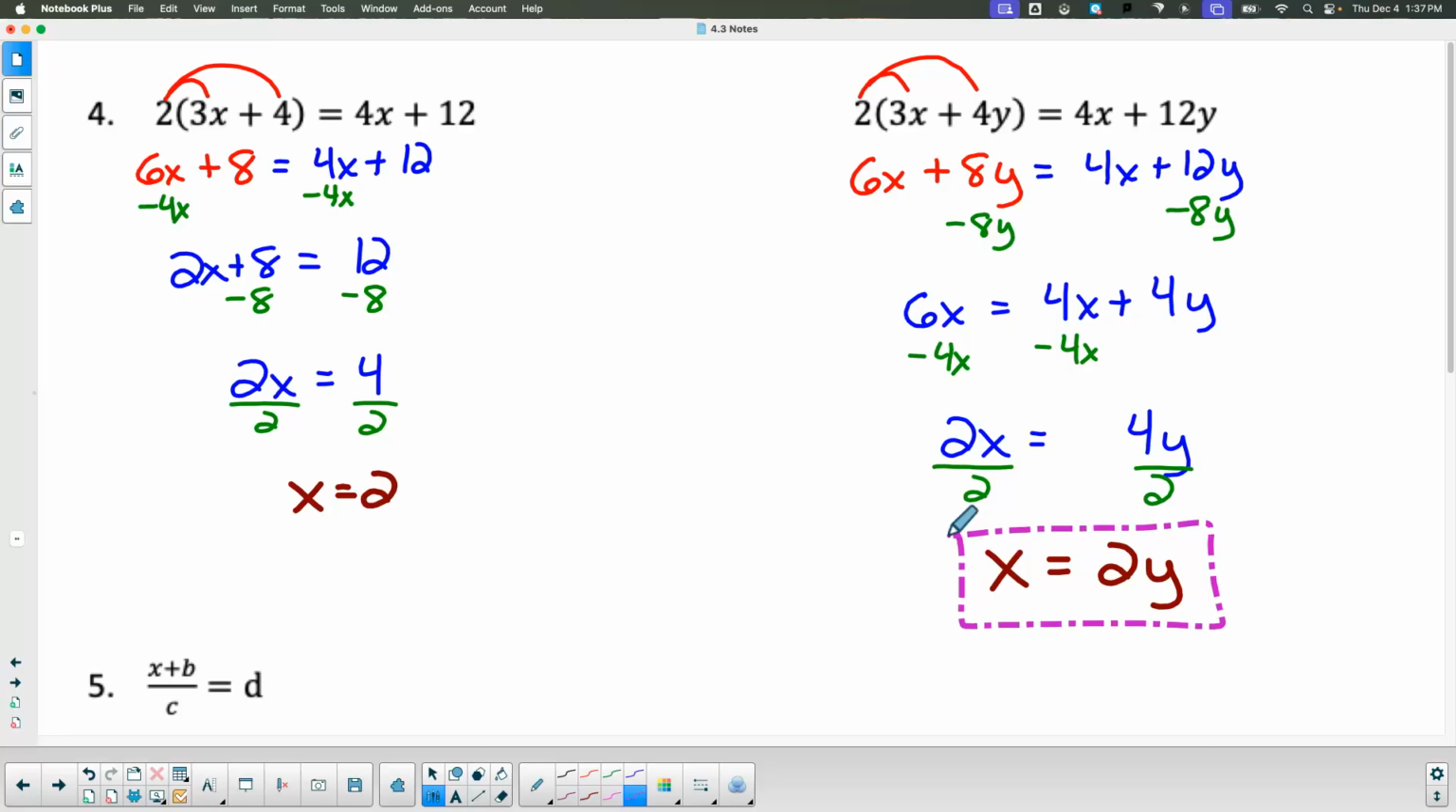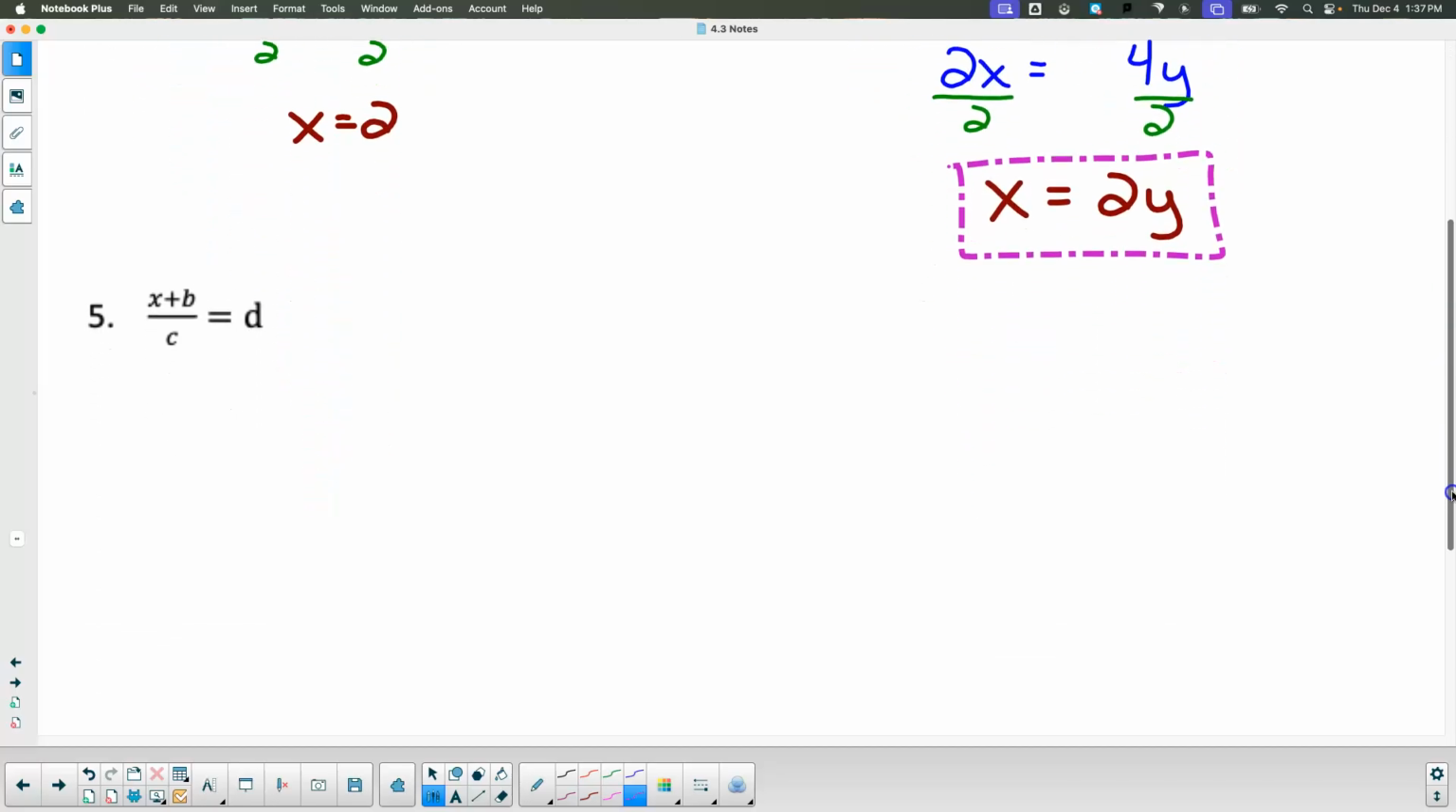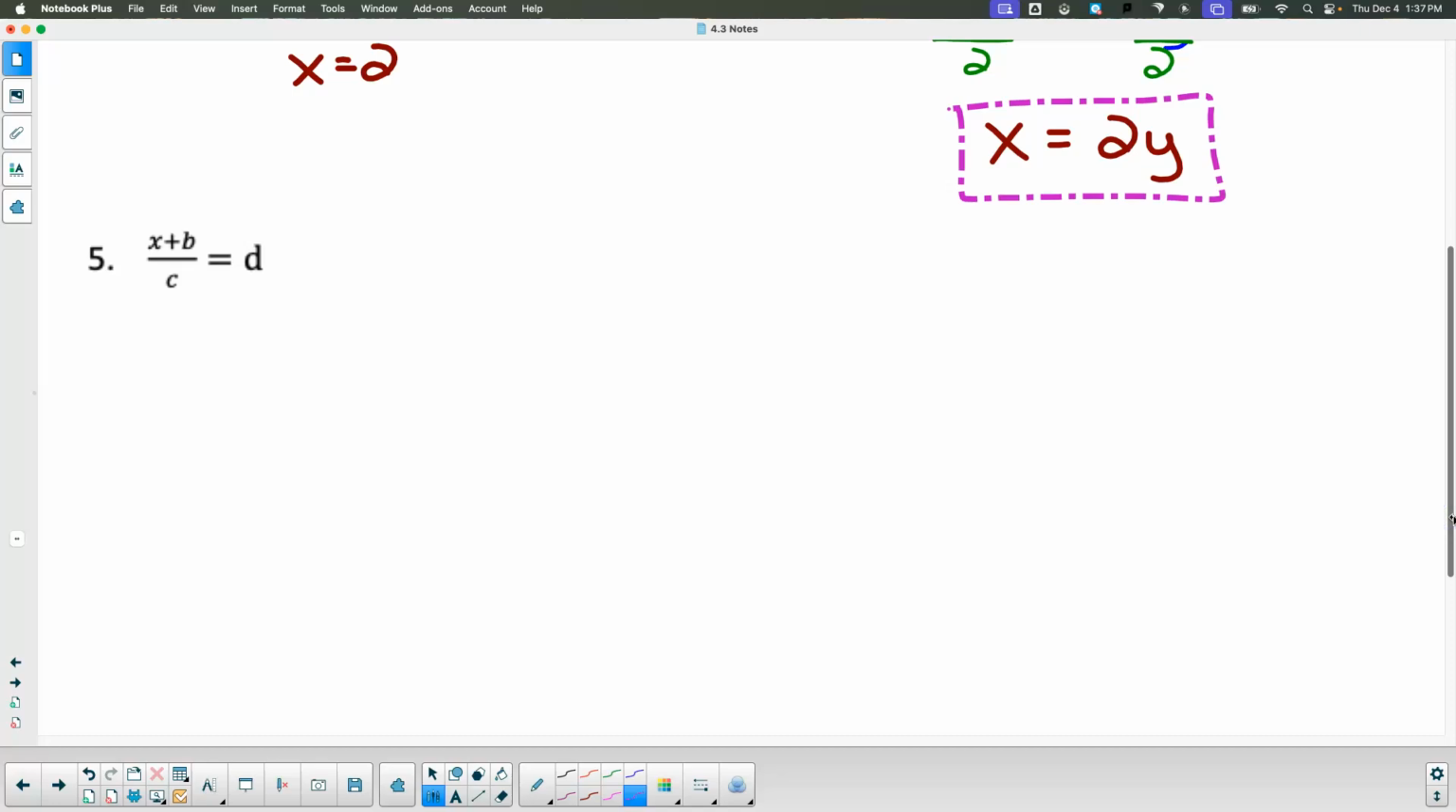Let's do number 5 together. We'll do 5 and 6 together, actually. We still want to solve for x. So I want to get x all by itself. So what would I do now in number 5? Kim? Multiply both sides by c. Yep.